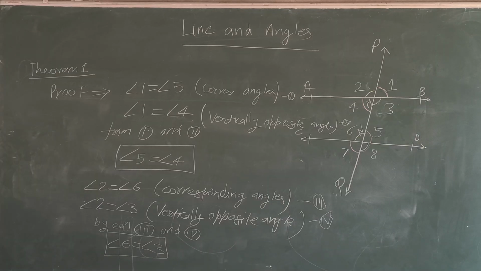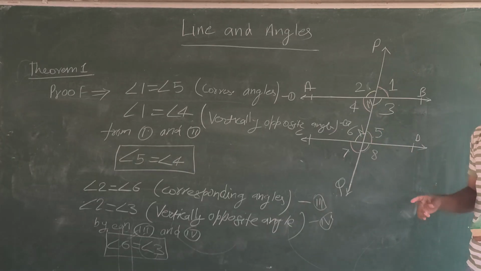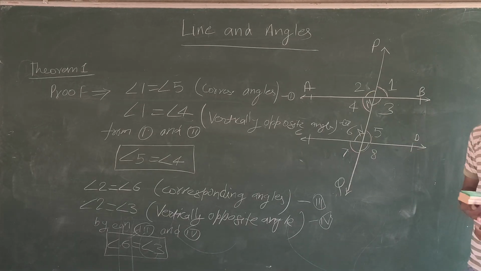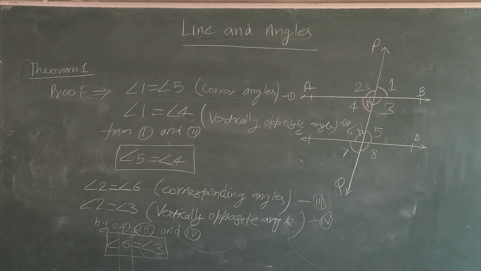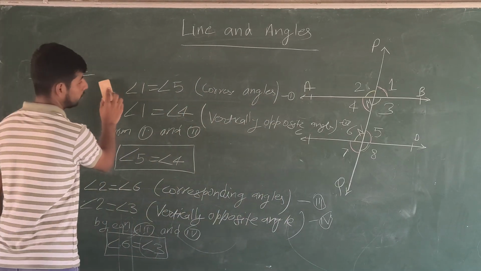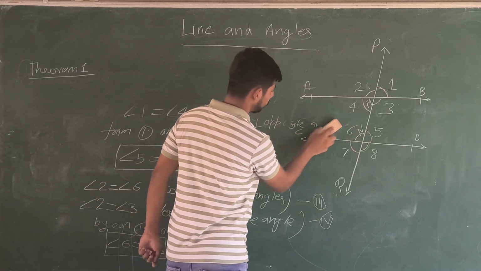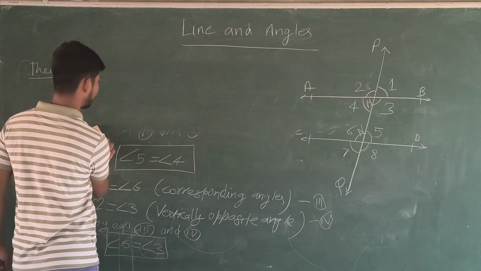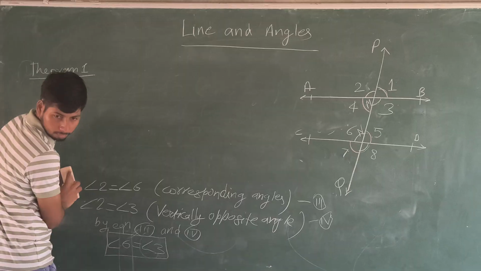Similarly, the converse of this theorem we can also prove: if alternate interior angles are equal, then lines should be parallel. Tell me if completed. Can I raise it?